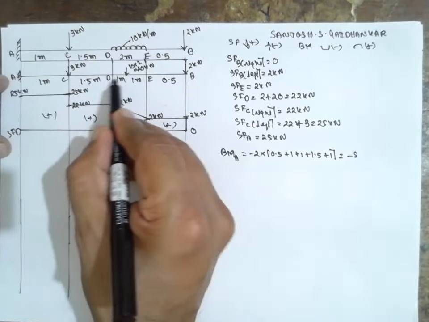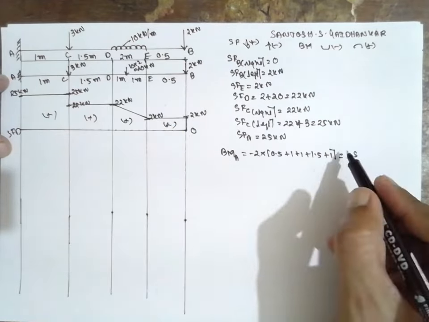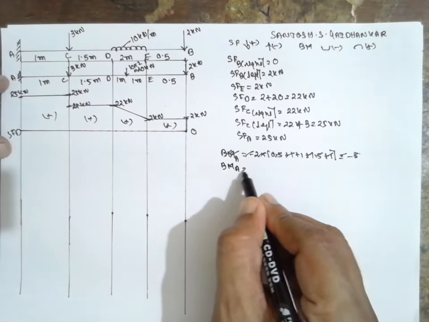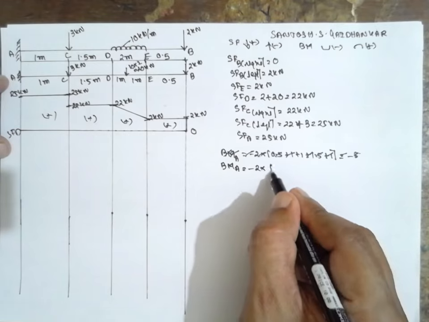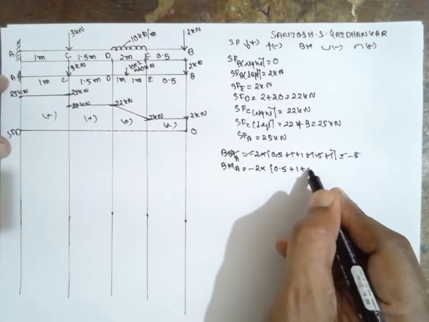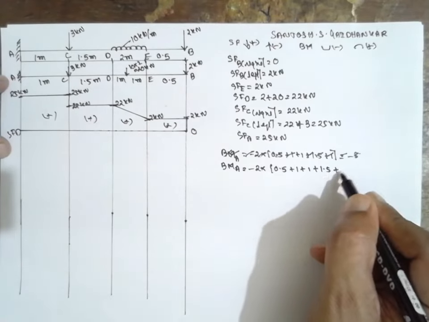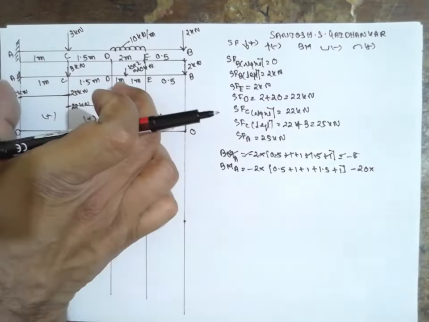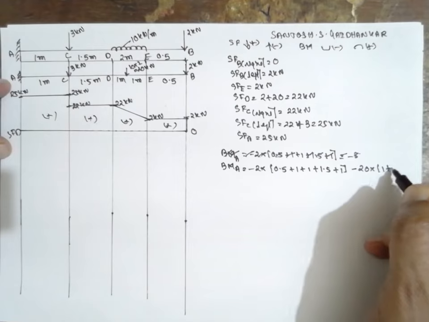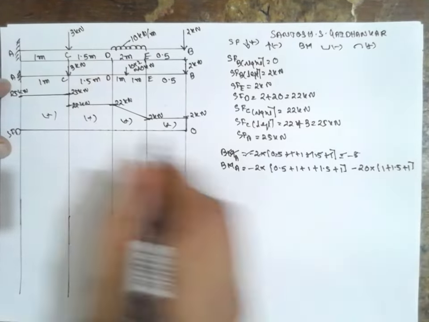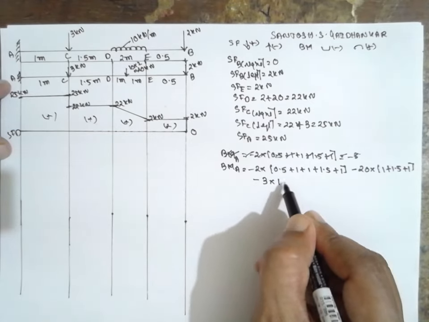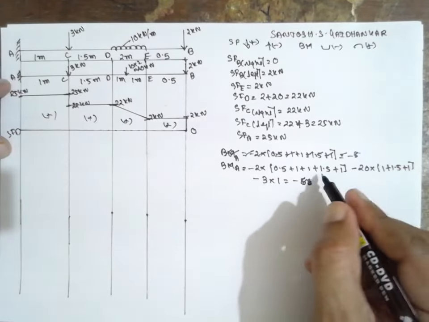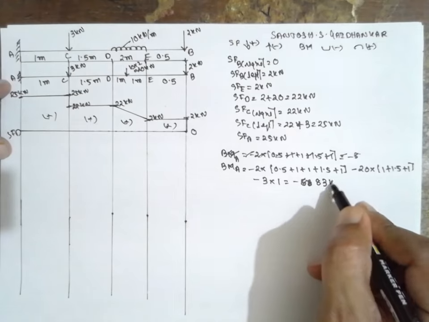Again, I have to consider this part. Once again, I will write it. BM at A: minus 2 into distance, 0.5 plus 1 plus 1 plus 1.5 plus 1. Next, this part: minus 20 into total distance, that is 1 plus 1.5 plus 1. Next, minus 3 into 1. The answer is minus 83 kilonewton meter.